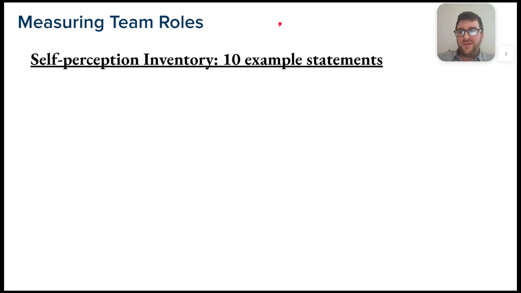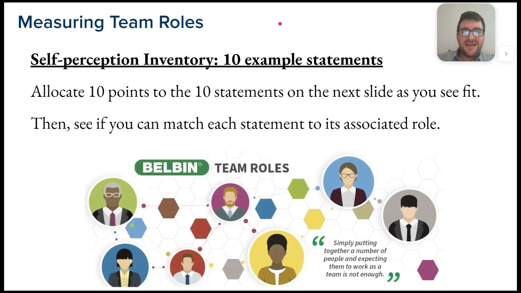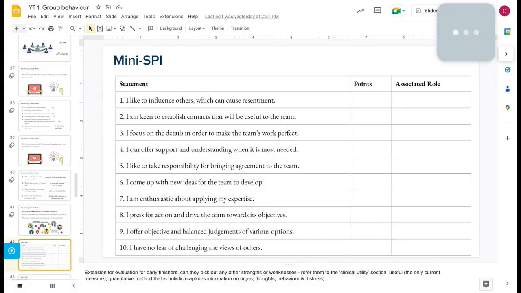So with the SPI, the self-perception inventory, I'm going to give 10 example statements, what it would look like, and show you how the points are allocated. So here we've got, I like to influence others, which can cause resentment. I'm keen to establish contacts that will be useful to the team, and so on. 10 statements. So I'll do it for myself to show you. So we have to allocate 10 points in any way that we want, but only 10 points maximum.